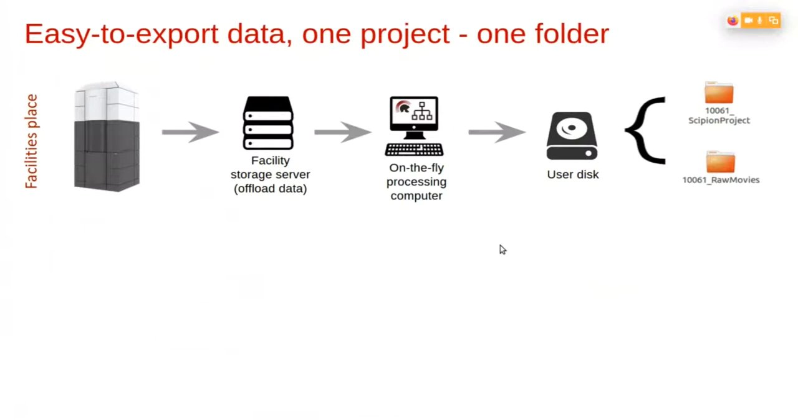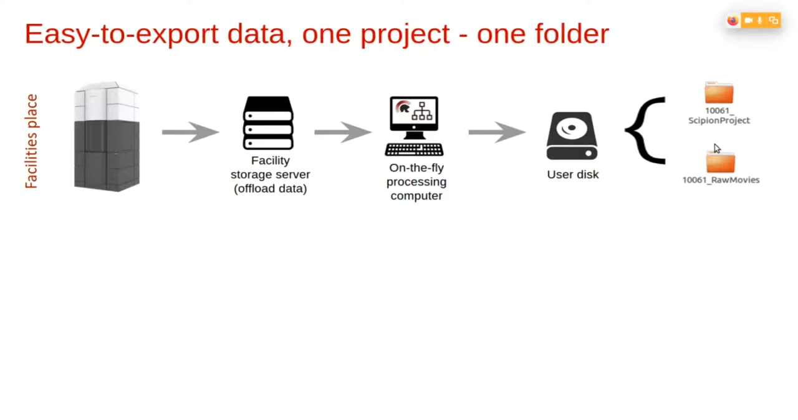Okay, another important point here is that we are making a quite complex workflow in order to introduce quality checks of our acquisition. But at the same time, we are generating a lot of valuable data for the user. So at this point, we can provide users not only with the raw movies, but also with the Scipion project. Scipion projects are self-contained directories that contain all the information inside, except for the raw movies. So you must provide both the raw movies and the Scipion project.